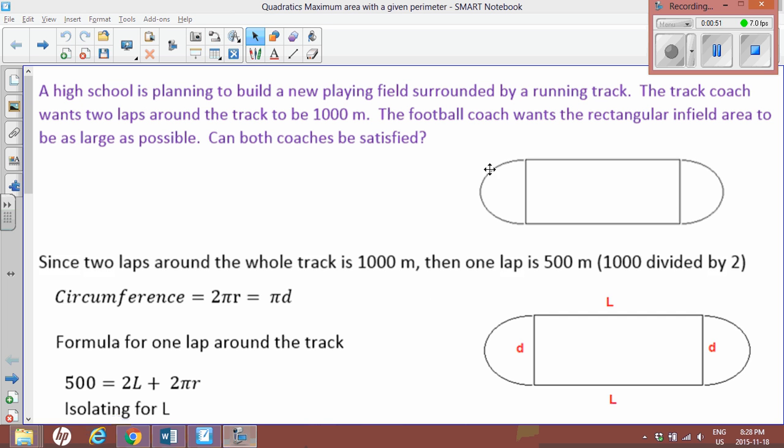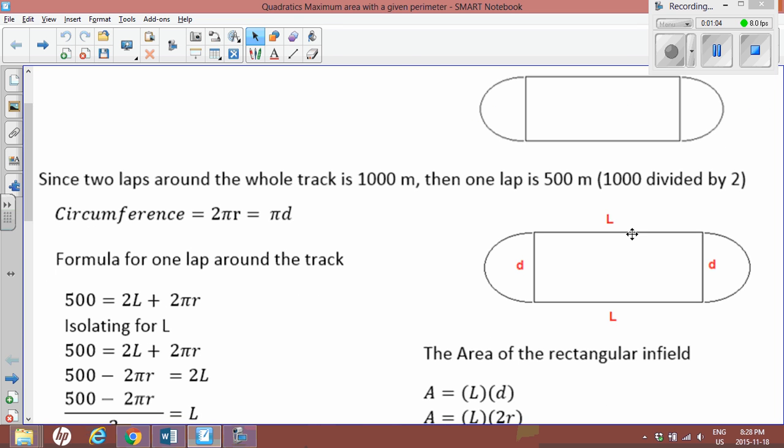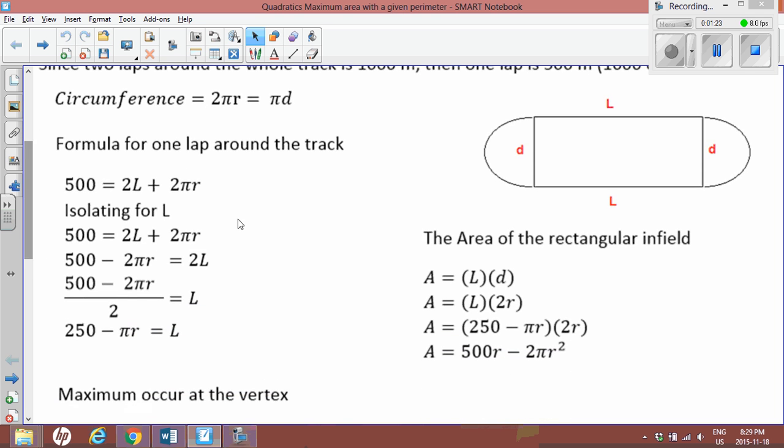Since we have circles, or one whole circle together, we want to note that circumference is 2 pi r or pi d. So the formula for 1 lap around the track, we want it to equal 500, so the perimeter is 500. We have 2 lengths that we're adding, and 2 pi r, because that's the circumference of one whole circle. We want to isolate for L, so that we can substitute that into an area equation. So we just rearrange the equation.